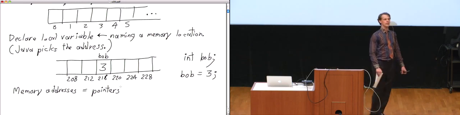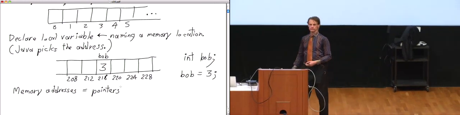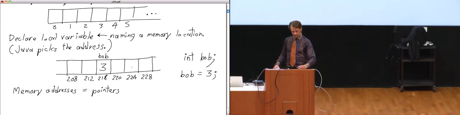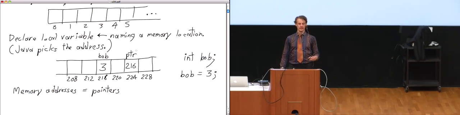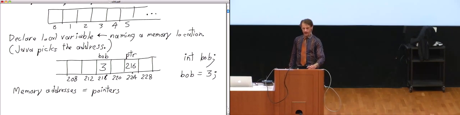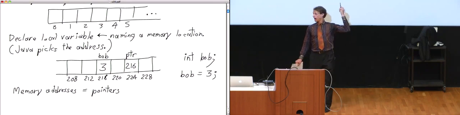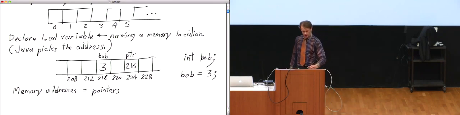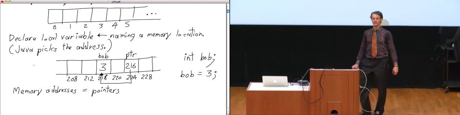And so a simple example of that is I can take the address of Bob and I can store it in another box in memory. I can call that box some other name like pointer. And so I interpret this number, 216, stored in this box, as being an arrow that points from this box to box number 216. That's how we think about memory addresses stored in memory.